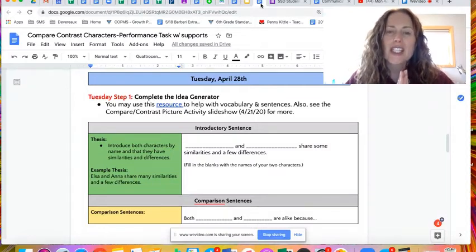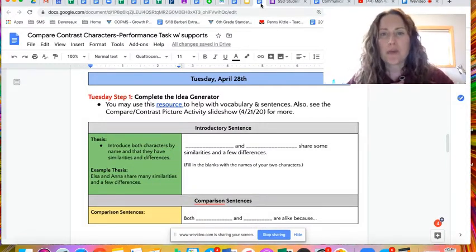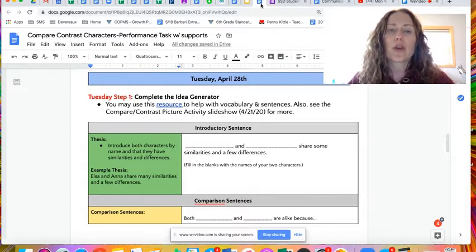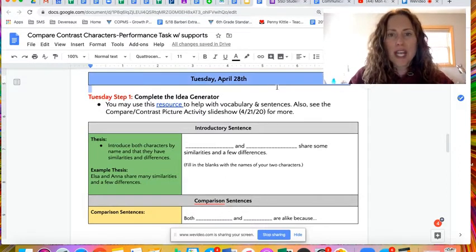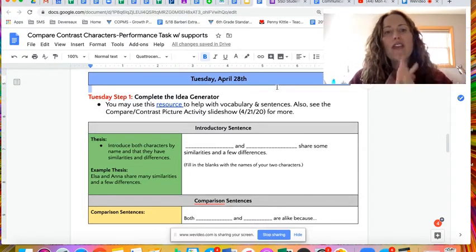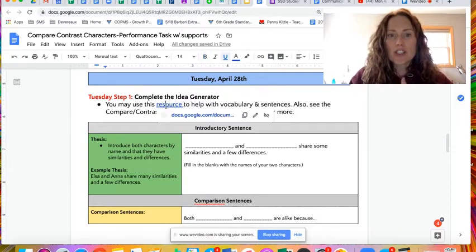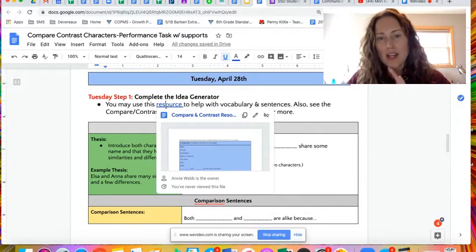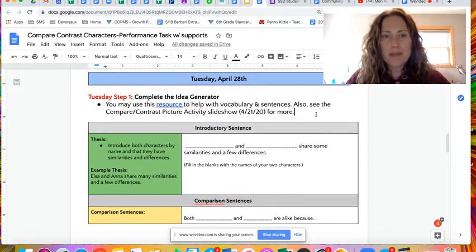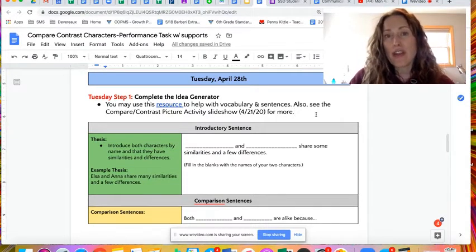All right, this is the step-by-step instructions for Tuesday for your compare contrast characters performance task with supports. Tuesday, April 28th is blocked off right here, and the first step is to complete the idea generator. You can use this resource. It has a list of comparing and contrasting words and sentence frames to help you if need be. And the picture activity slideshow we did also had an awesome list of that vocabulary.